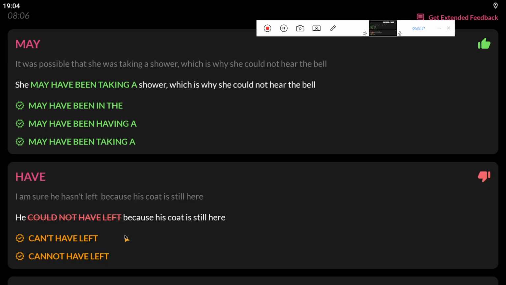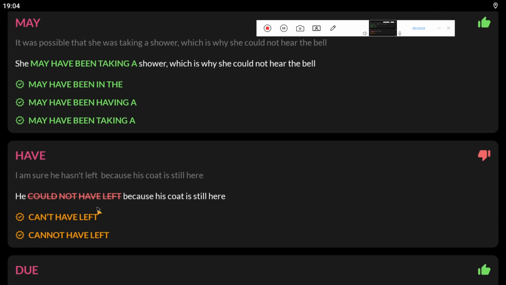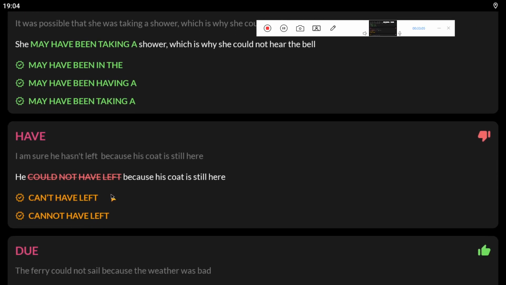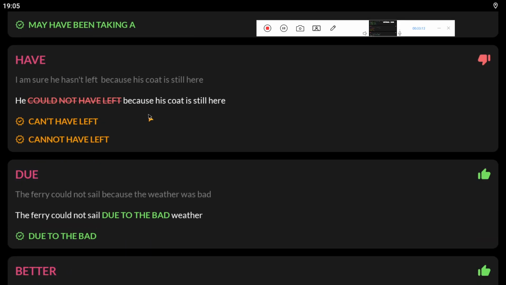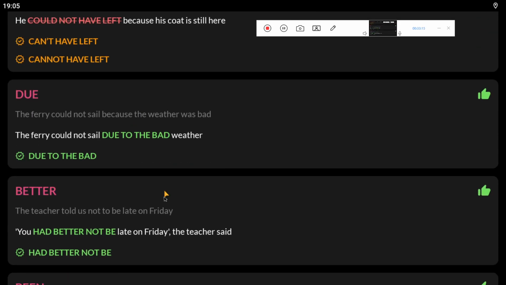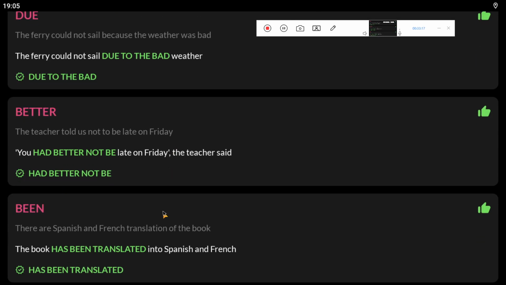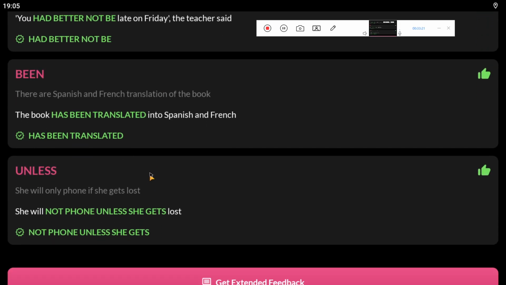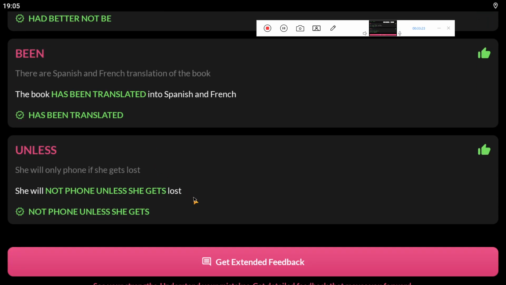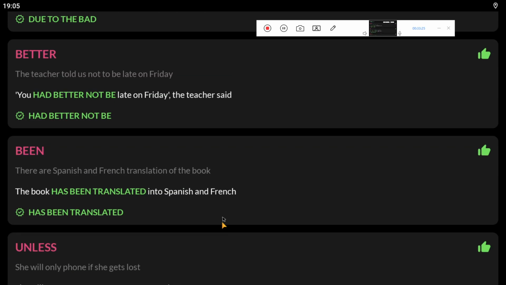Yes, because it says cannot. It was a mistake on my own. The modal verb can. It was only a spelling mistake. He can't have left. Él no puede haber salido. So she might have been taking a shower due to the bad weather. Had better not be late. The book has been translated and she will not phone unless she gets lost.